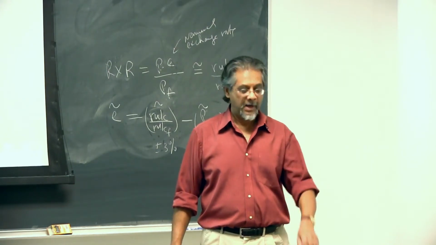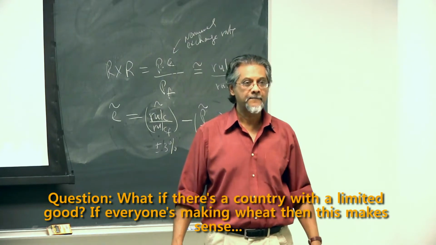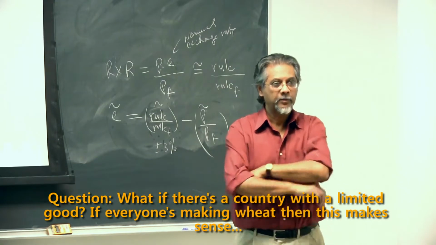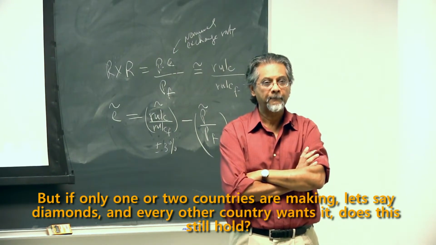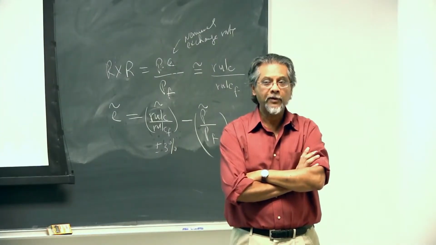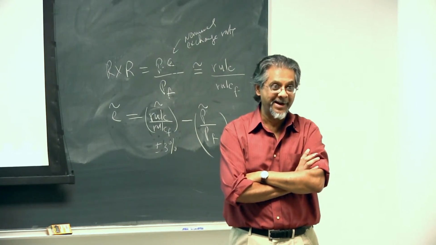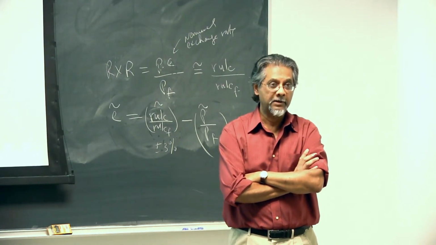Okay? Any questions on this? Yes? So, what if there's a country that has a limited good? If everyone's making wheat, then this makes sense. But if only one or two countries are making, let's say, diamonds? Well, obviously, if only one country is making a diamond, it has a competitive advantage, absolute advantage in diamonds, right? A few, let's say. Yeah. Then the question becomes which diamond mines are going to be surviving and which are not.